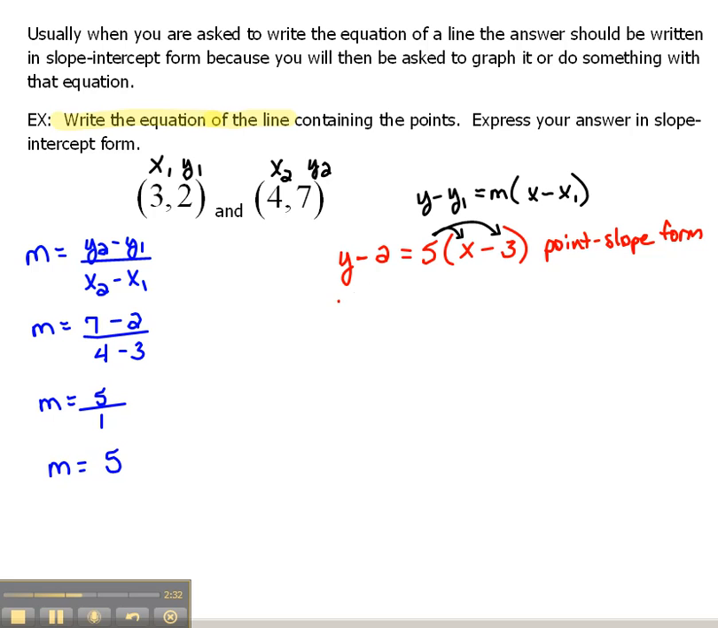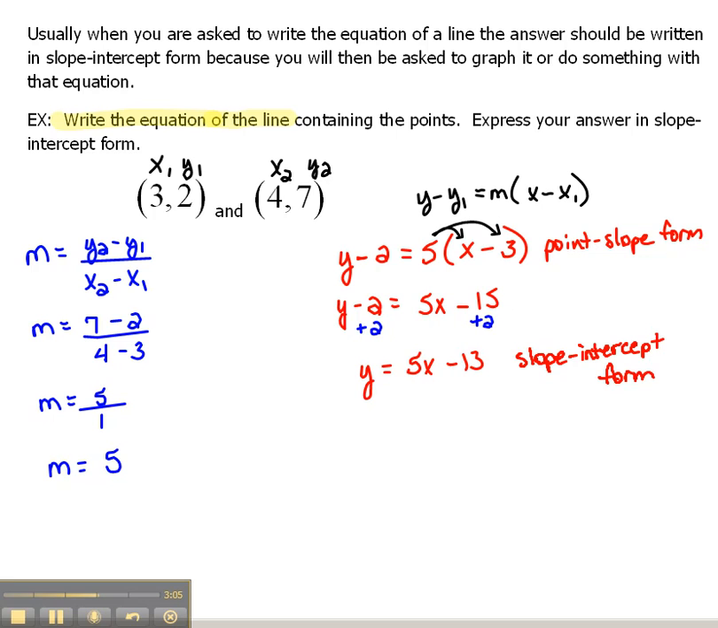So now we have y minus 2 equals, we can do our distribution here, which would be 5 times x is 5x. 5 times negative 3 would be negative 15. And now we can collect our like terms. We could go ahead and add 2 to both sides to put our numbers together. So we'd have y equals 5x minus 13. That now is in the proper form for slope-intercept form. And if they ask us to graph it, this would be the easiest way to graph it now.